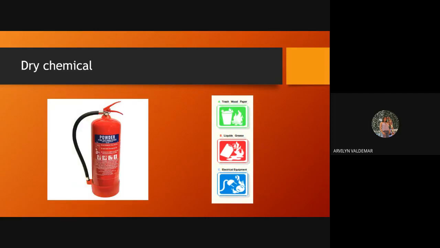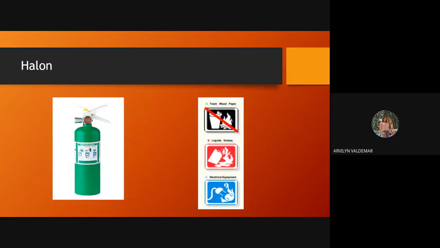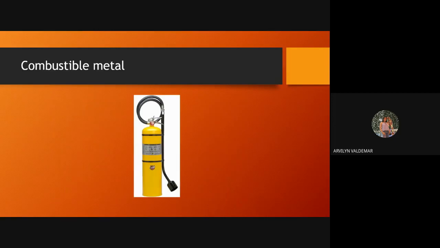Next is dry chemical. This one can be used on everything. It can be used for combustible materials, liquids, gases, electrical equipment. Next is halon. This is also a chemical. It cannot be used for trash, wood, paper. It can be used for liquids, gases and electrical equipment only. And the last one is for combustible metal only.